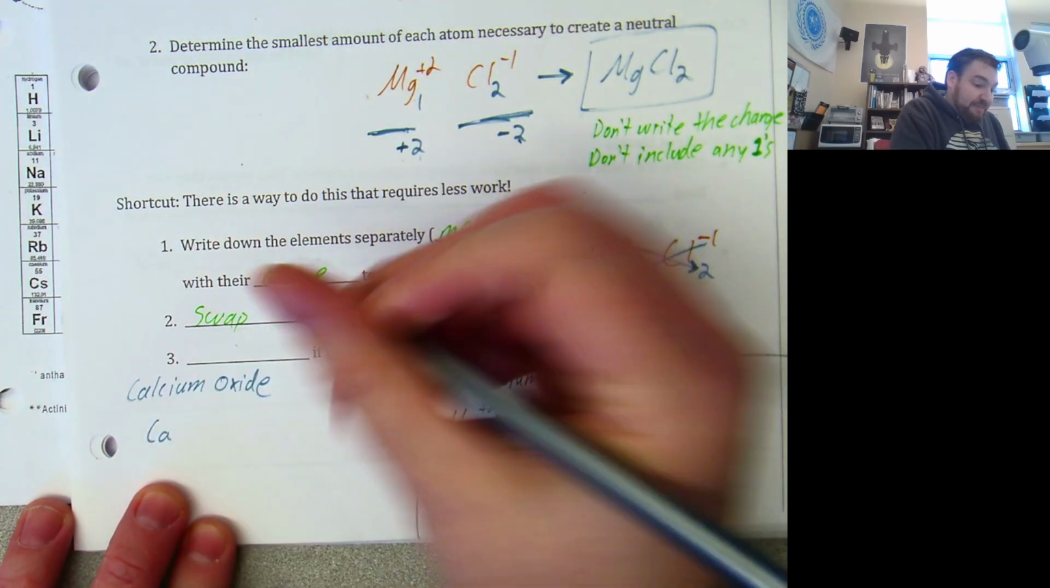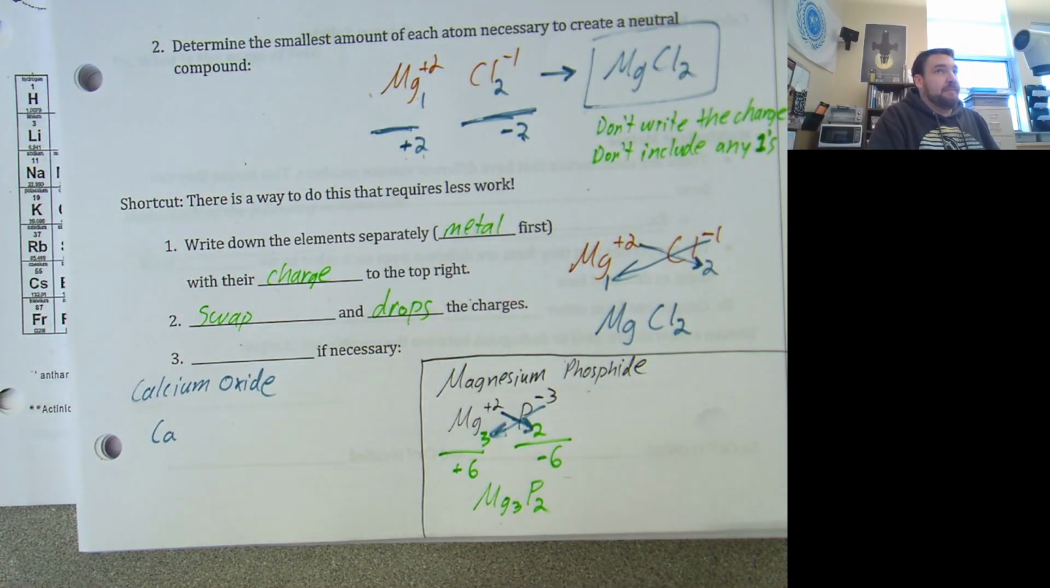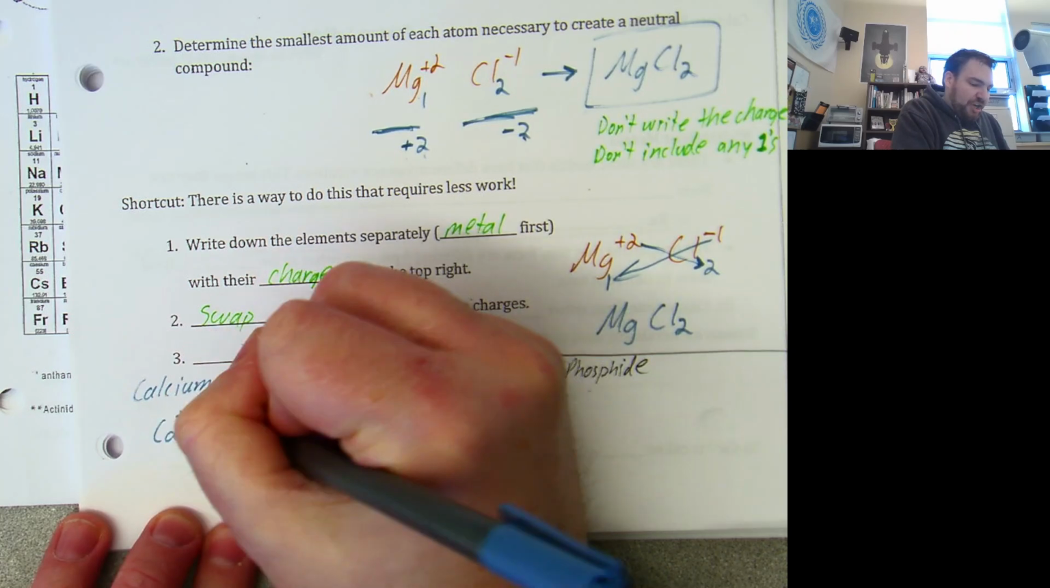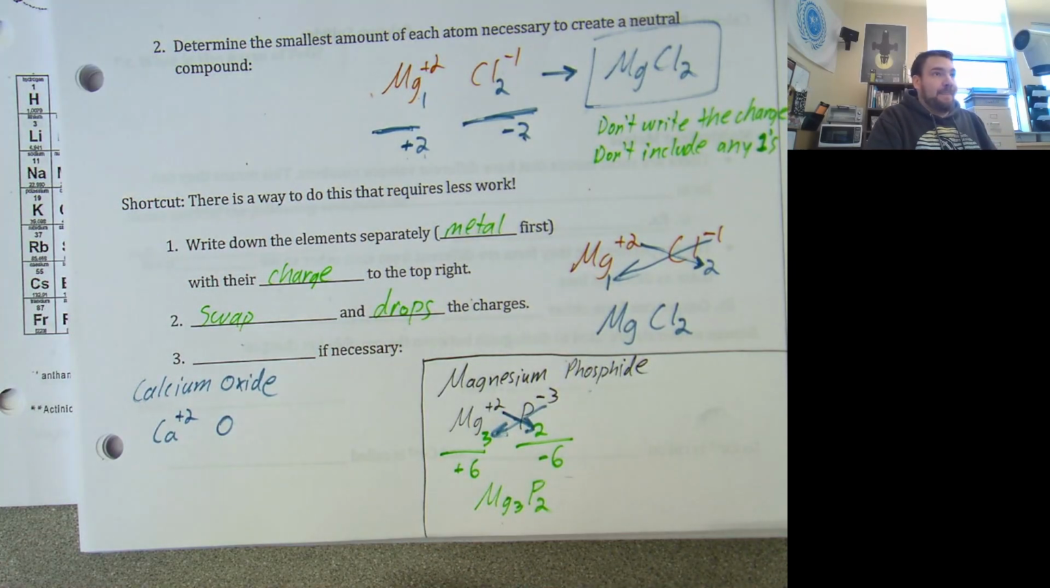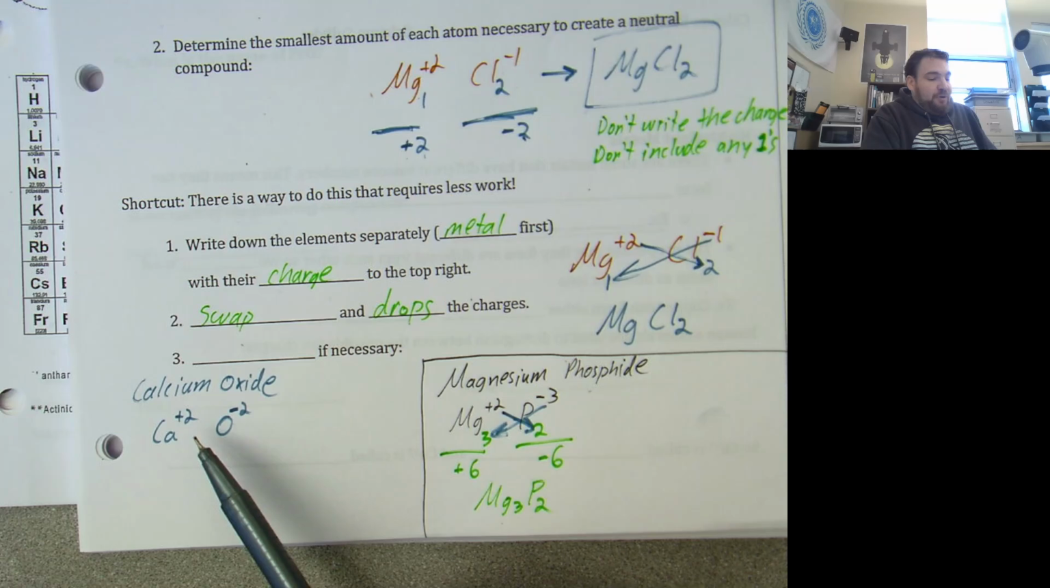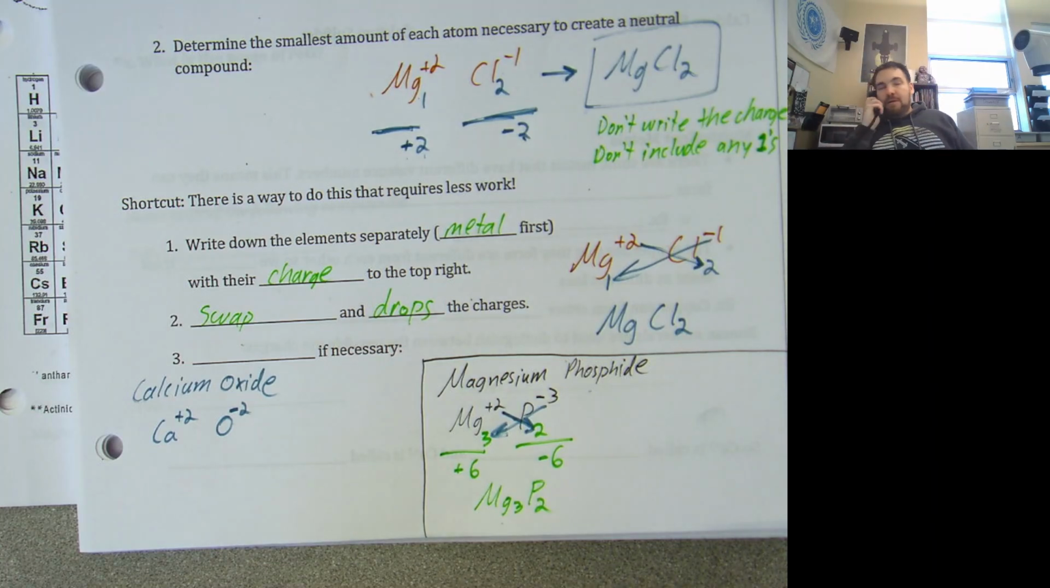I've got calcium is Ca. What's the charge on calcium? Plus 2. I've got oxygen, which is O. Charge of what? Negative 2. So if we go back and look at doing it the first way I showed you, what's the smallest number that 2 and 2 go into? You sure? Is it 2 or is it 4? It's 2. 2 goes into itself.